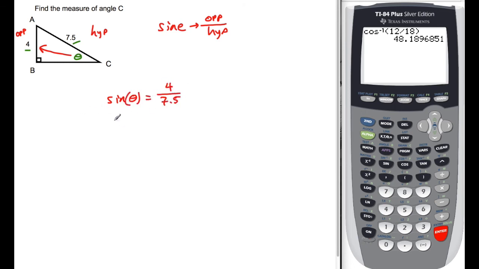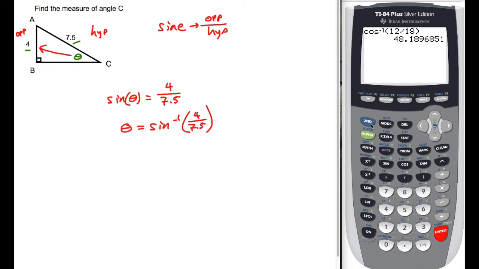So I can do the inverse of both sides. Let's just do it out shorthand. And this is how we find an angle measurement. When I'm doing the inverse trig, I know that I'm plugging in side lengths or a ratio of side lengths to find an angle. So let's go to the calculator.